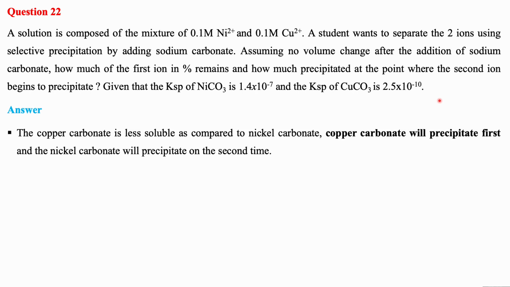So if we compare the Ksp, we can see that copper carbonate is less soluble. You can see copper carbonate has 10 to the power negative 10, so it's the one which is smaller as compared to 10 to the power negative 7. So copper carbonate is less soluble as compared to nickel carbonate. That means copper carbonate will precipitate first and nickel carbonate will precipitate second. So now they are asking about when this nickel carbonate, which will precipitate second, begins to precipitate.